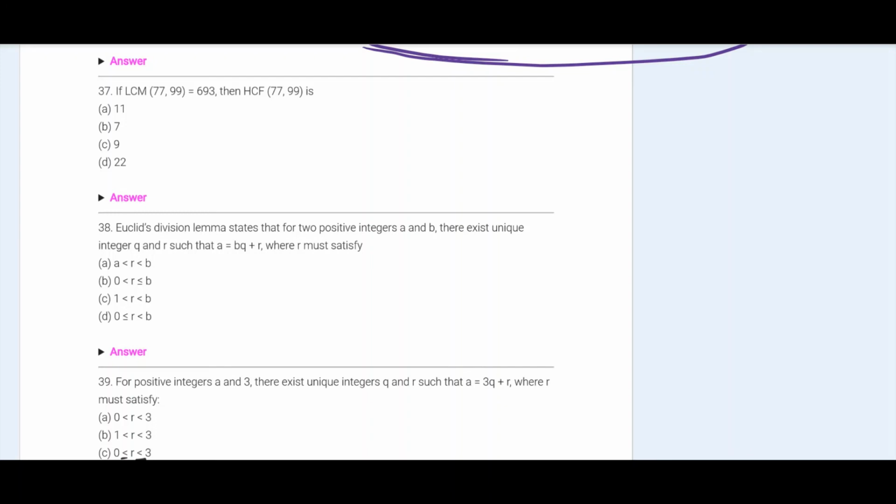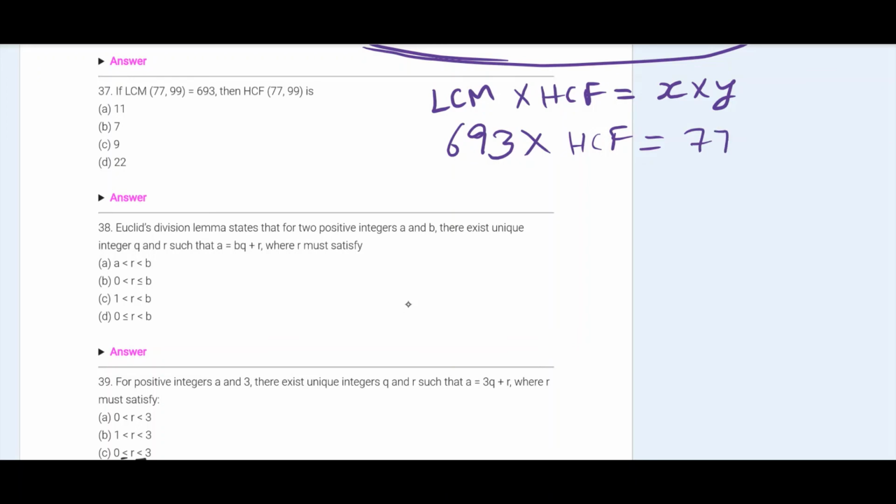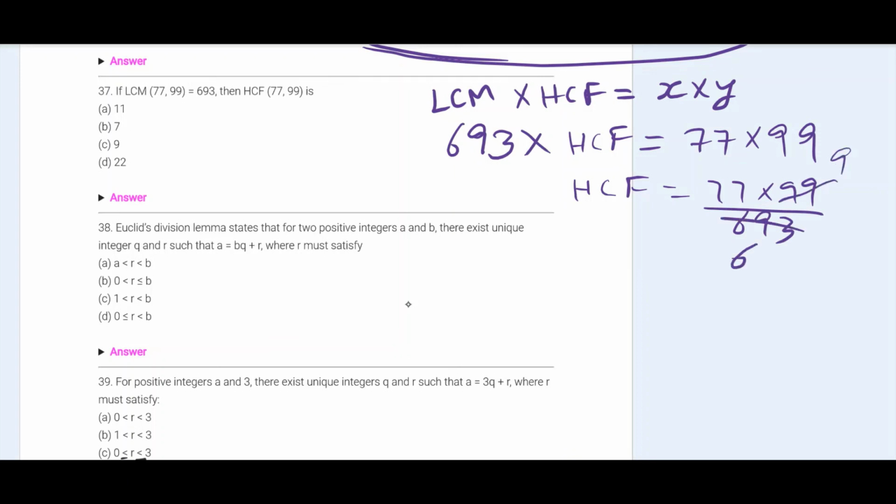Next is 37. If the LCM of two numbers equals 693 and the HCF of two numbers is... So apply the formula LCM into HCF equals the product of the two numbers. So 693 is the LCM, we need to find the HCF. The two numbers are 77 and 99. So HCF equals... 77, 99. So try with 11. 11 sevens are 77, 11 nines are 99. 9 gets cancelled. So 11. Option A.